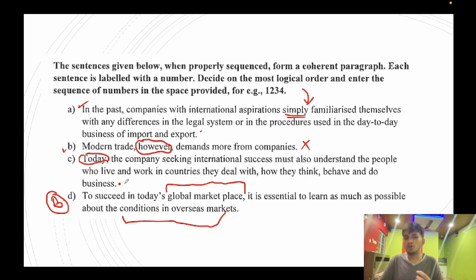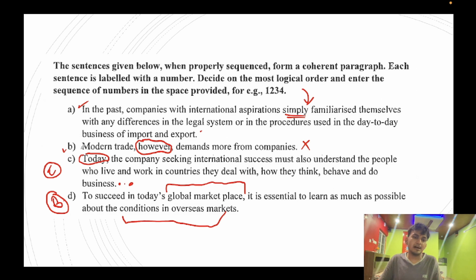This is kind of putting a close to the paragraph when you compare it with the first paragraph, because here again we are being left in thin air, because we are being talked about the legal system or procedures used in the day-to-day business of import and export. So then there also we are hanging in thin air. So ideally I would choose this as the ending sentence. Okay, ending sentence.